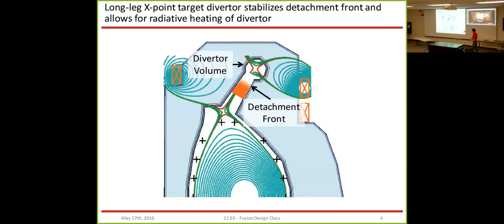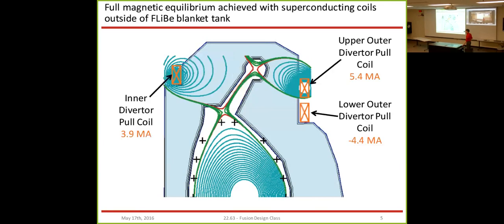So as a quick cartoon of what this detachment front would look like, bringing it back from the ADX design earlier to our ARC design here, this long leg X-point target diverter stabilizes the detachment front and allows for radiative heating, as I just said. So essentially we'd have a detachment front somewhere in this diverter leg pushing up against this diverter X-point in the diverter volume. So I'll talk now a little bit about the actual coil set that we're using and to show you that these are actually reasonable parameters and reasonable coils that we've been able to design.